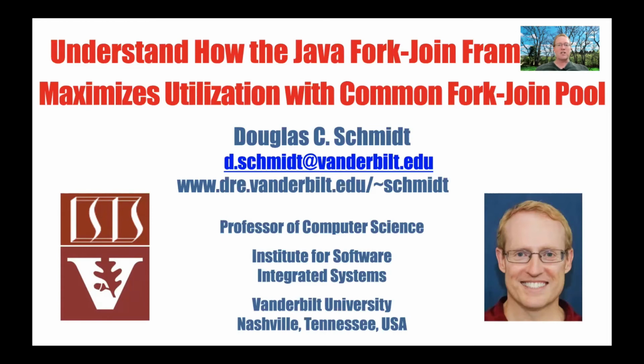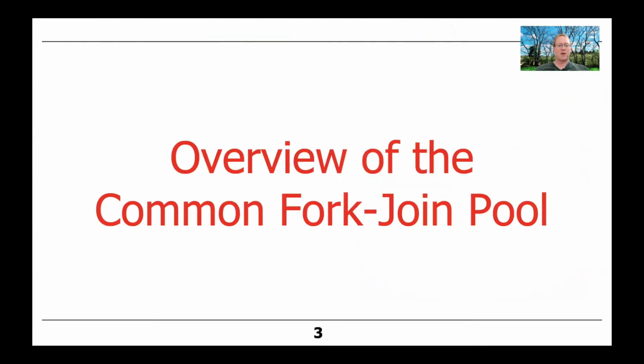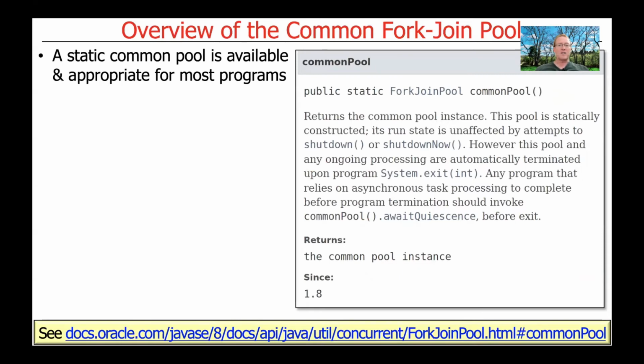So we're going to start our discussion today with an overview of the so-called common fork join pool. And I'll describe how the common fork join pool is designed to help maximize processor core utilization in Java. So what is the common fork join pool?